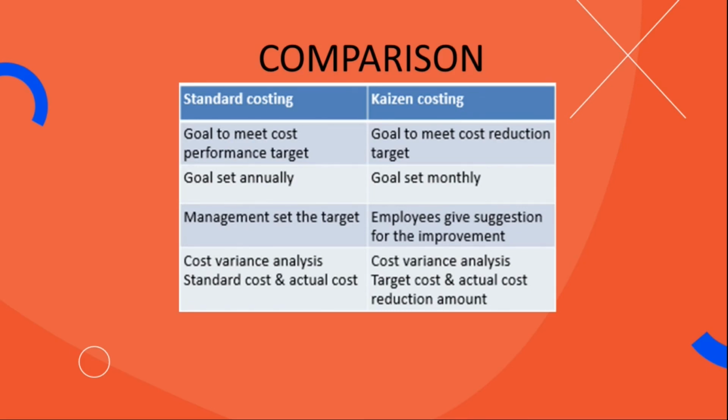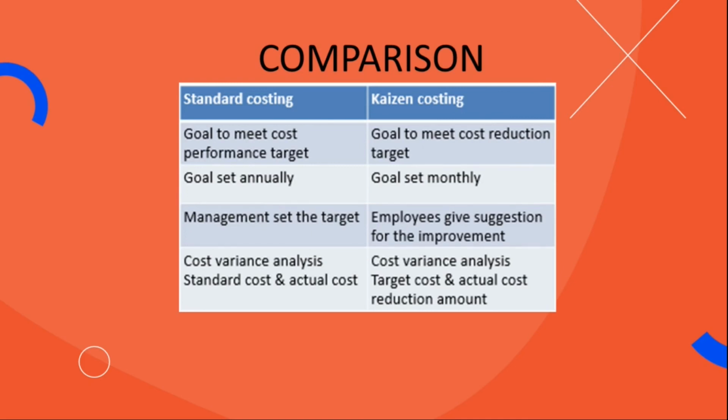For the comparison between standard costing and the Kaizen costing, first is goal. For the standard costing, goal to meet cost performance target that have been set by the management. For the Kaizen costing, goal is to meet cost reduction target. Next, for the standard costing, goal is set annually, and for the Kaizen costing, goal is set monthly. This means that Kaizen costing is more flexible as they can respond easily in dynamic environment.